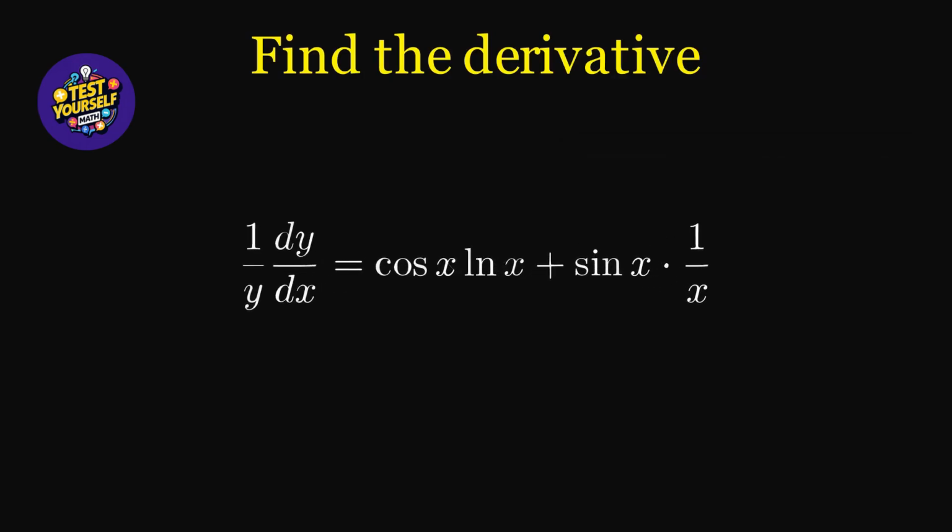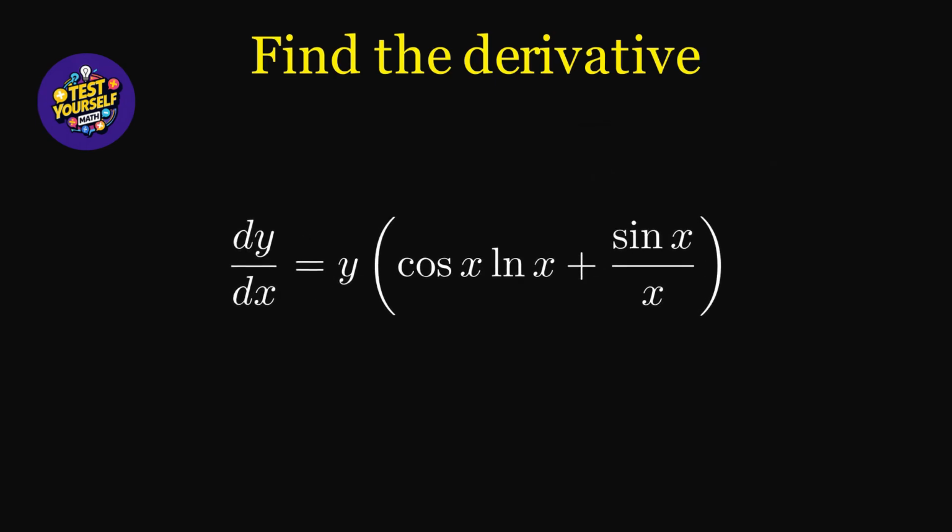Now differentiate both sides with respect to x. The left side becomes 1 over y times dy by dx, and on the right side, we apply the product rule, which gives cosine x log x plus sine x over x.